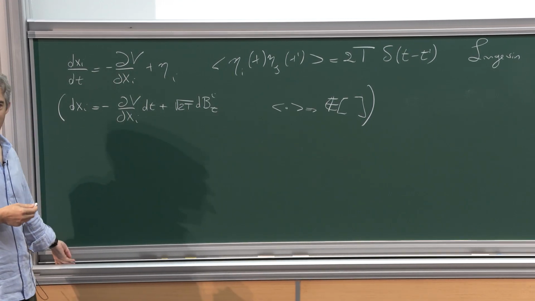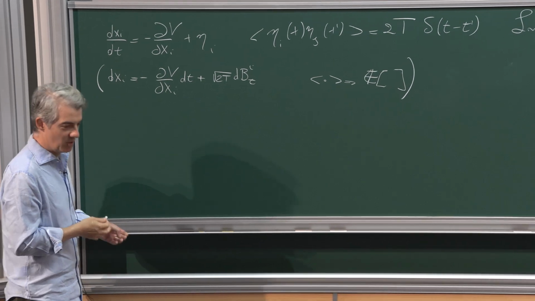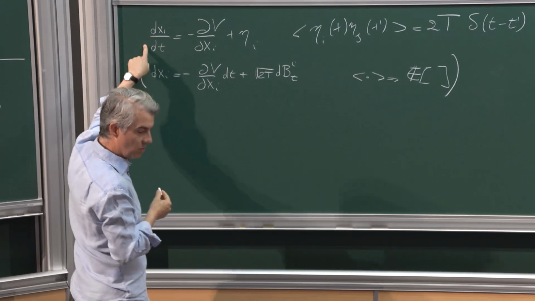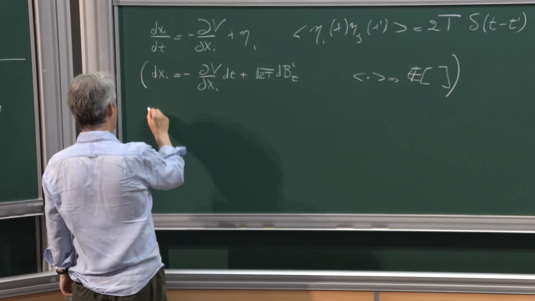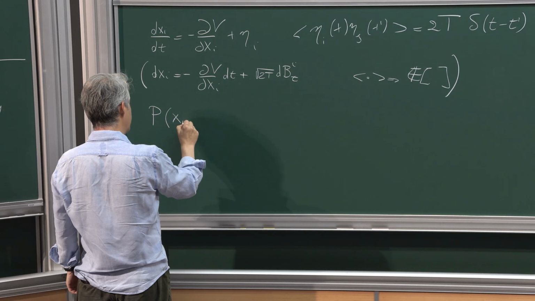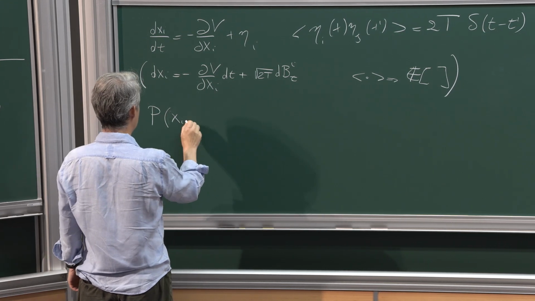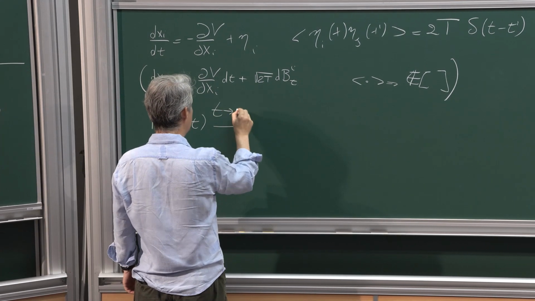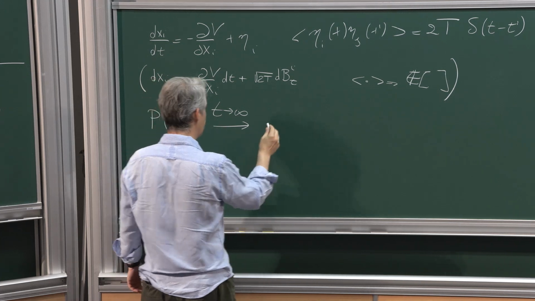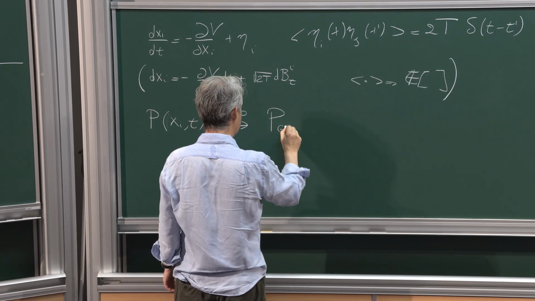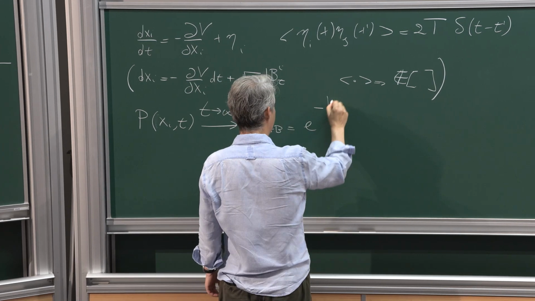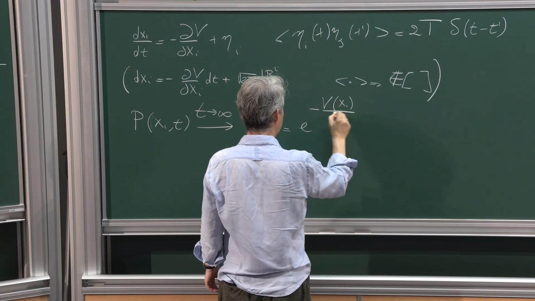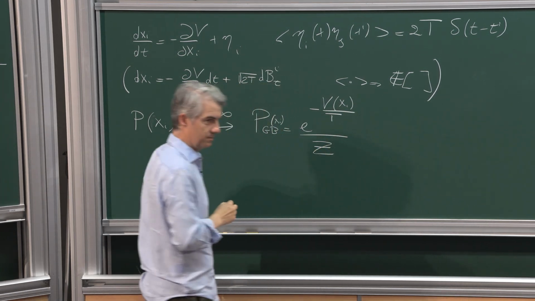We are between friends. I would use the physics notation, but I can go back to the math notation if it's unclear. OK, so if you have this Langevin equation, what do you know? Well, first you know that the probability density P(x_i, t), under very general hypothesis, when t goes to infinity, goes to equilibrium. So it goes to the Boltzmann-Gibbs or Gibbs-Boltzmann distribution, which is equal to exponential of minus V of x_i divided by T, divided by the partition function.